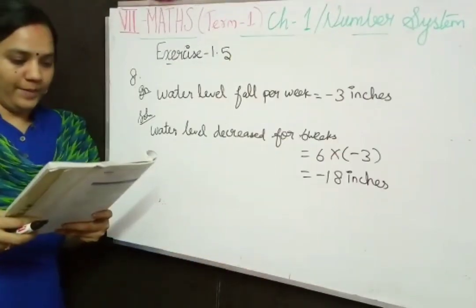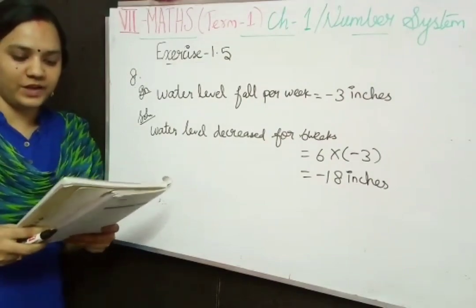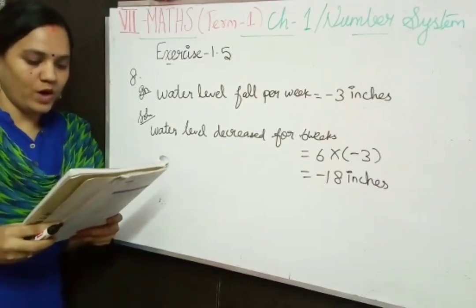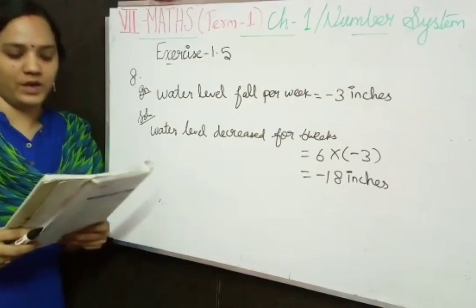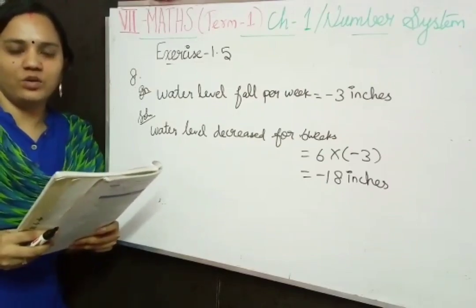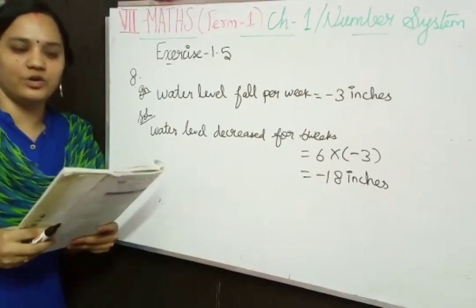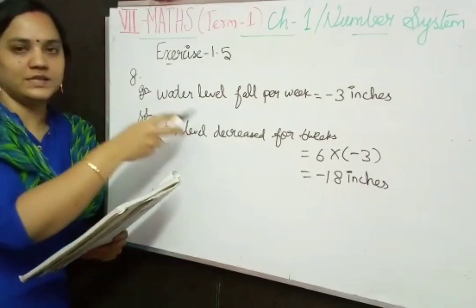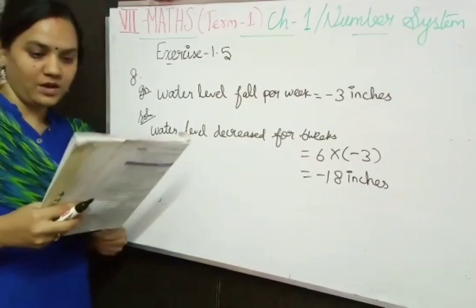So the eighth problem: during a drought, the water level in a dam fell 3 inches per week for 6 consecutive weeks. What was the change in the water level in the dam at the end of this period? Okay, actually drought means dryness. So famine and dryness, and at that time it will be so hot and the level of water will be reduced. Okay, dam. So here the water fall is 3 inches per week. In one week it reduces by 3 inches.